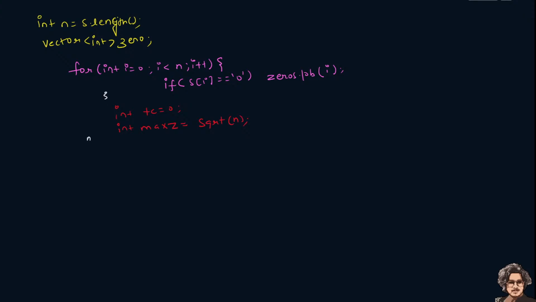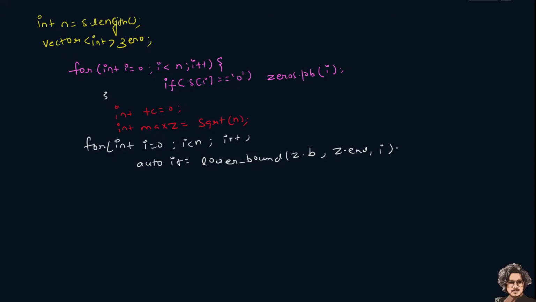Again we write another for loop, tracking on the zeros: i starting from 0, i less than n, i plus plus. Find the first zero that appears after the ith index. For that we use auto it equals lower_bound on zeros.begin and zeros.end, which gives the first index after that one.